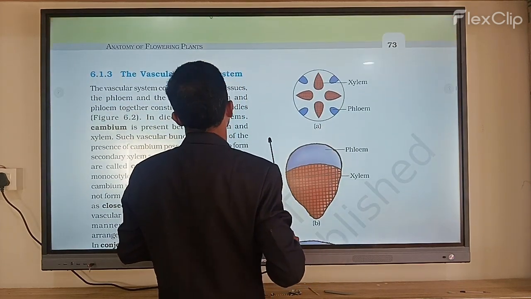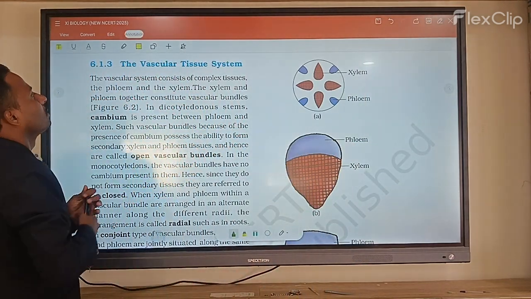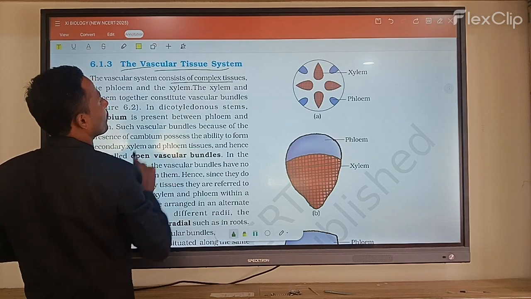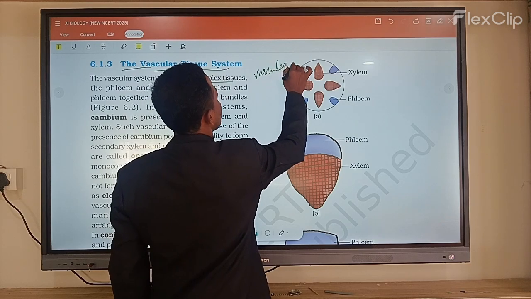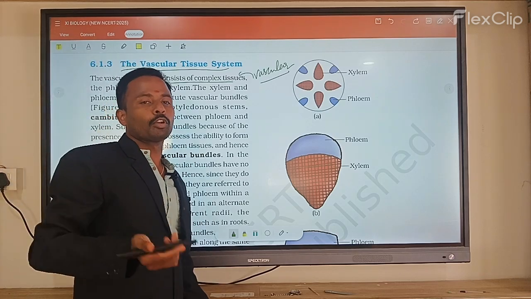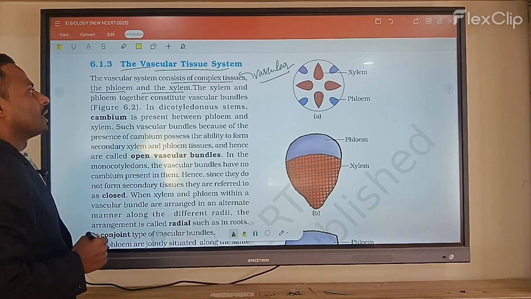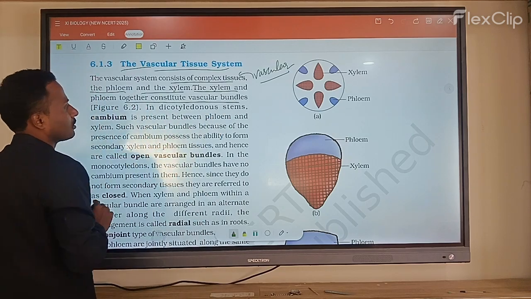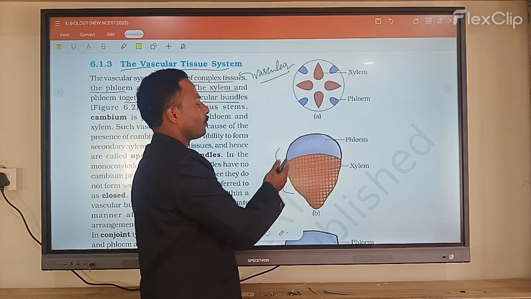Next, the last one is the vascular tissue system. The vascular system consists of complex tissues. The vascular tissue is called complex tissue because it is composed of xylem and phloem. Am I right? The xylem and phloem together constitute a vascular bundle. So when you observe here, xylem is present as well as phloem. Xylem and phloem, so it is one vascular bundle.